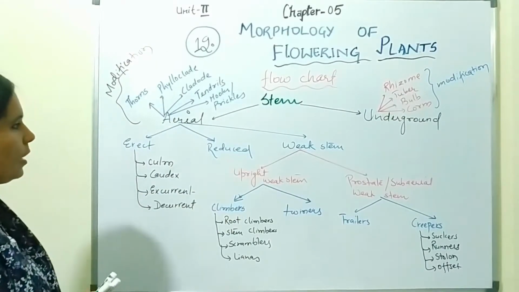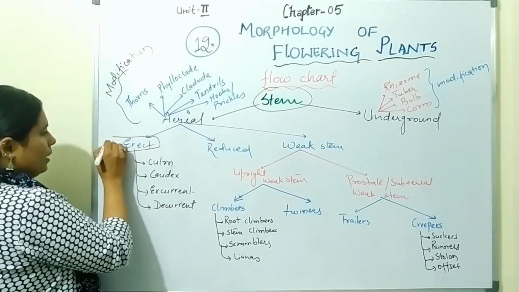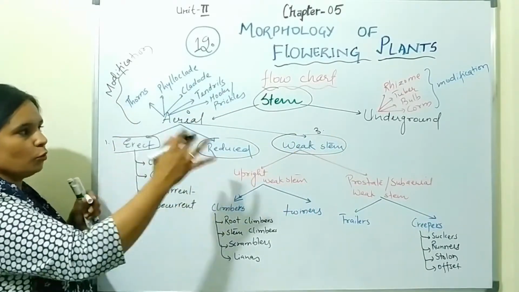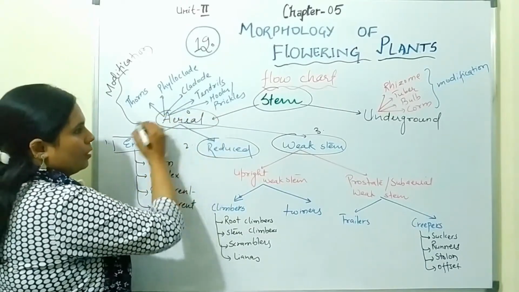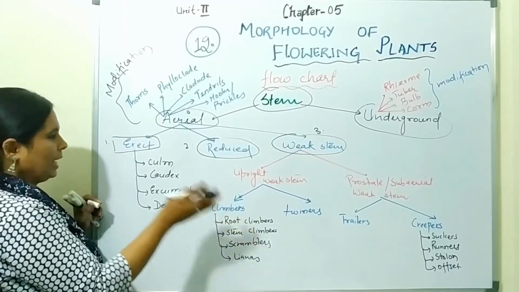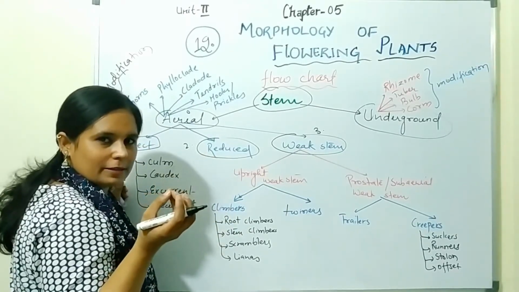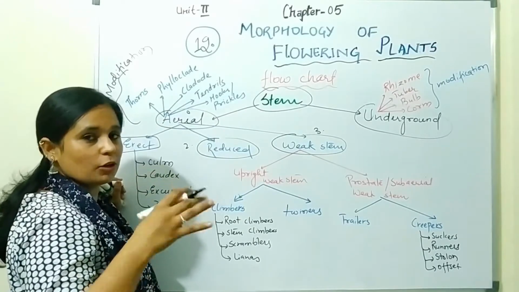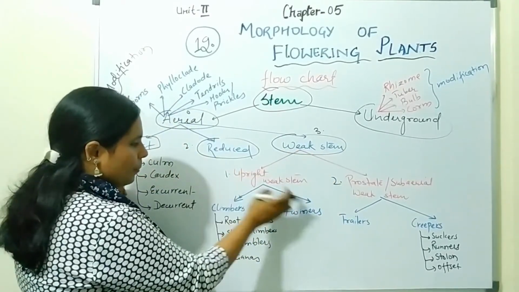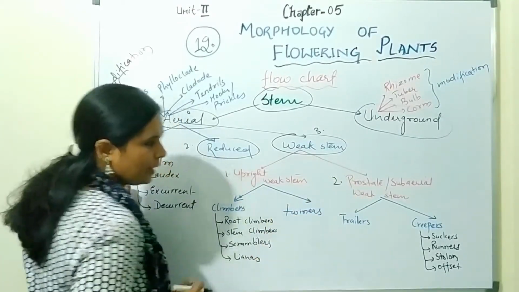So from this flow chart, you understood everything. Stem is of two types, aerial and underground. In aerial, erect, reduced and weak stem are the types, and then erect has these four. Reduced, these are the disc shape, reduced structure where you will not see any nodes and internodes. Weak stem, upright and prostrate. In upright you will see climbers and twiners, and in prostrate you will see trailers and creepers.